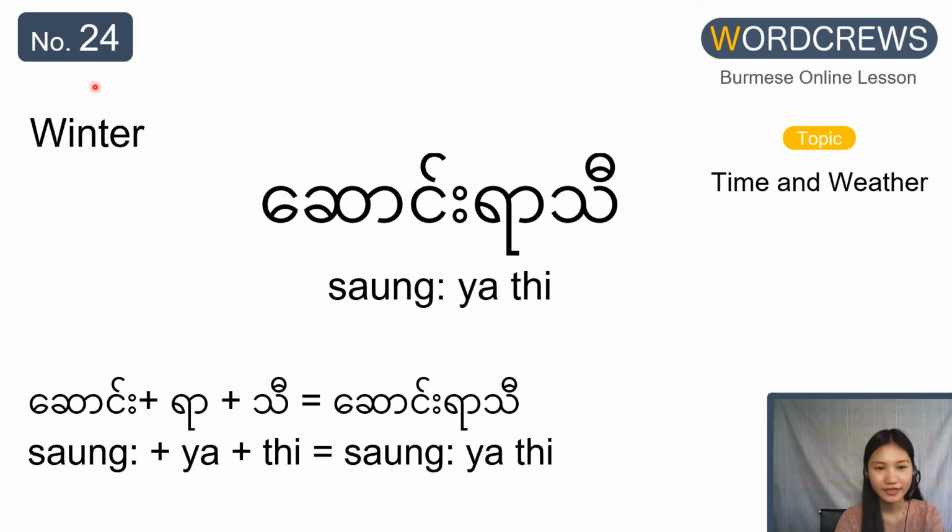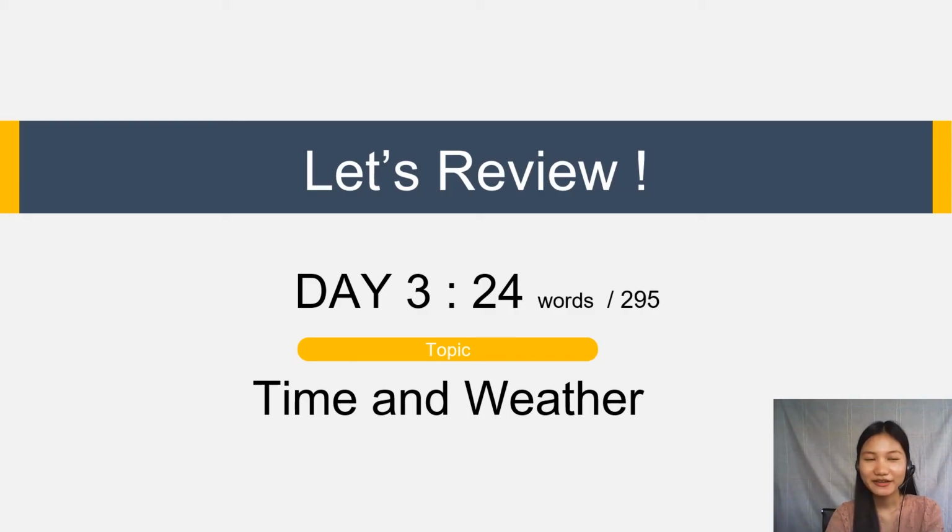So the next vocabulary is winter. Winter is sauyati. So here is alphabet sa and ang symbol, so we pronounce sa. And second one is alphabet ya and a symbol, so we pronounce ya. And the last one is alphabet ta and e symbol, so we pronounce ti. Altogether, sauyati. Winter, sauyati. So let's review all the vocabularies that we learned.